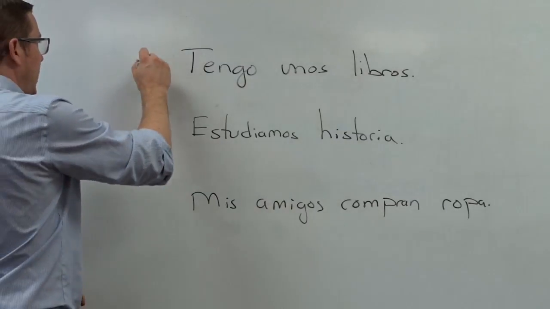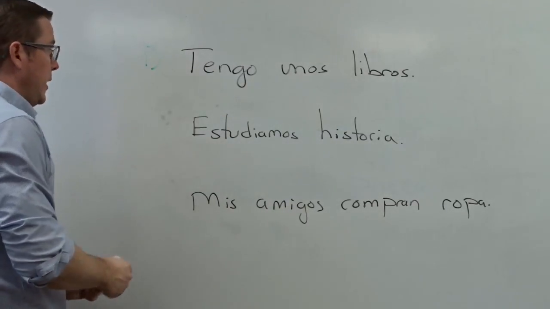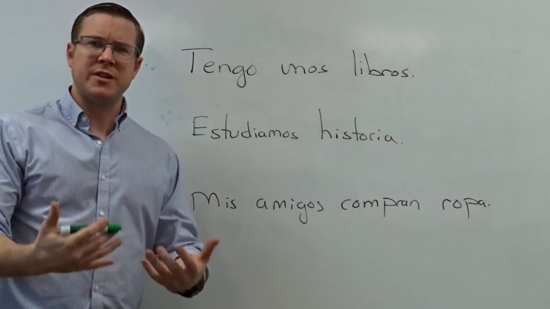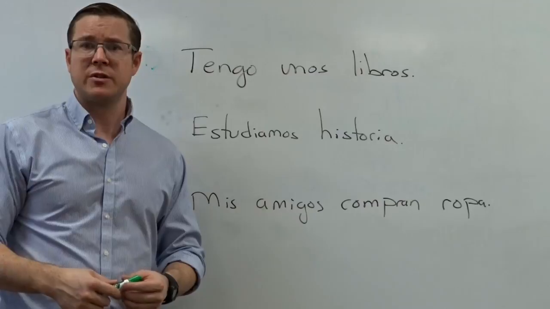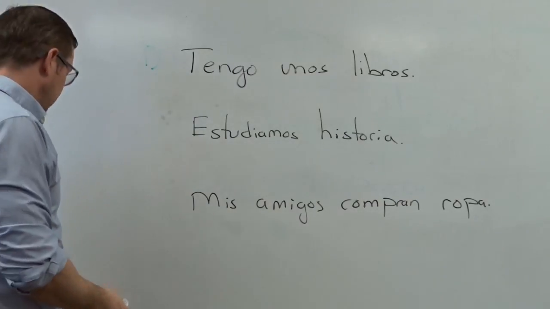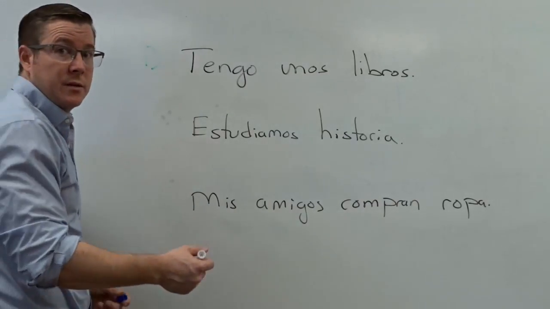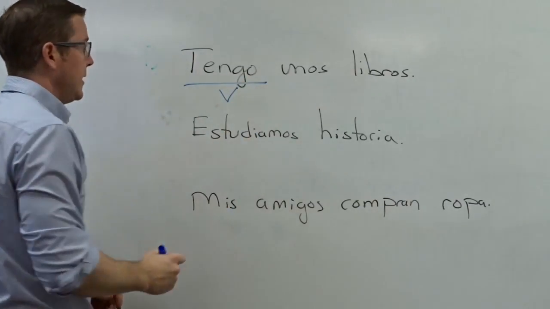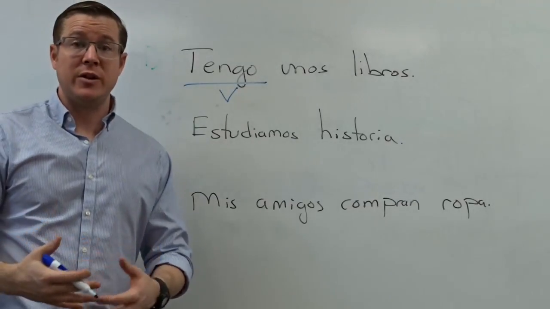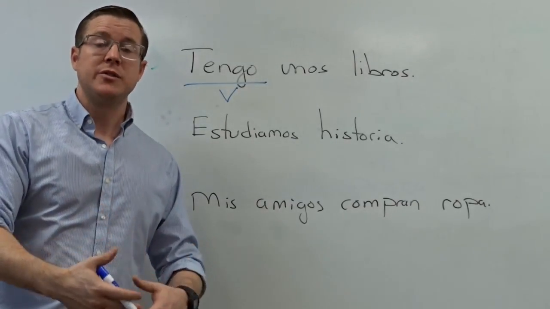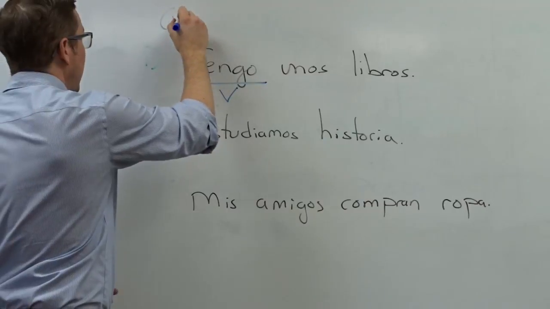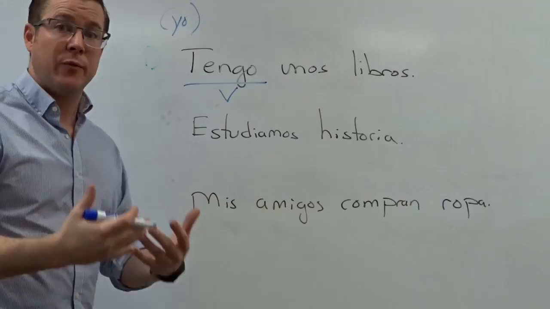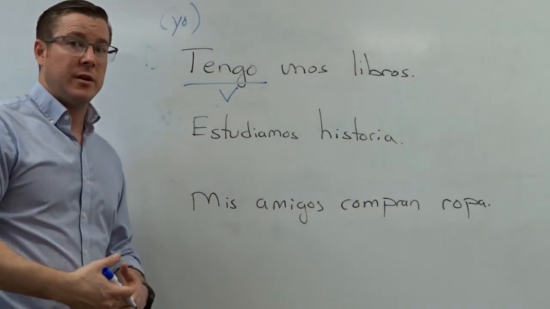So, en número uno, tengo unos libros. Always start with the verb. Let's first identify the verb. That's going to give us clues about what the subject is. So the verb in the sentence is what? Tengo. Right? That's my verb. Now, I know that tengo is the yo form of the verb, so that's my subject. Even though I don't have to write it in the sentence itself, I know because of the way the verb is conjugated that the subject of the sentence is yo.